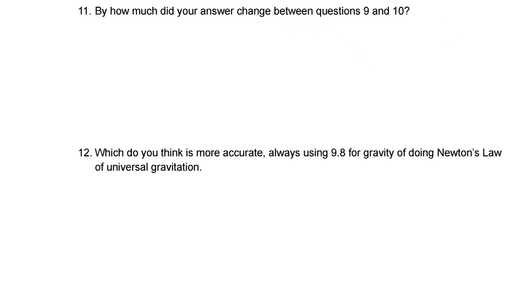And our answer number 12, which do you think is more accurate, using 9.8 for gravity or doing Newton's law of universal gravitation? Well, it's going to be Newton's law of universal gravitation, because we saw a difference between a person on Earth and a person in an airplane. If we always use the 9.8, then those numbers are going to be the same. But by plugging in the different numbers, we saw a slight difference in Newton's law, telling us that it is slightly more sensitive to the exact conditions of your problem.